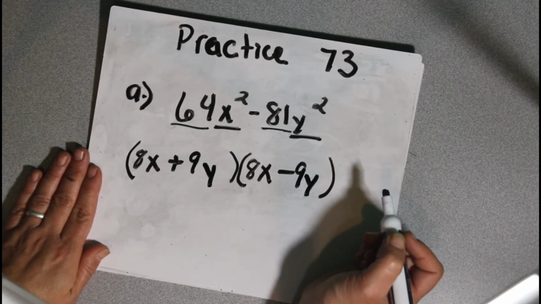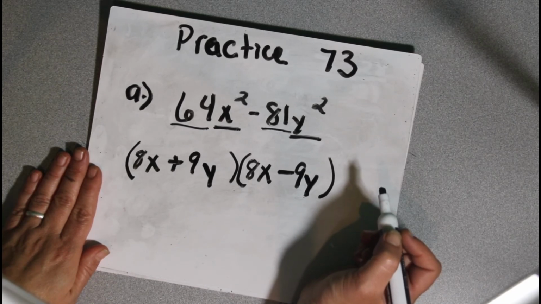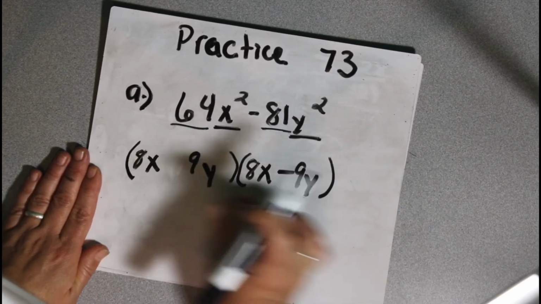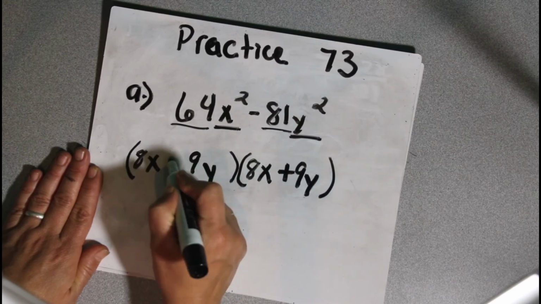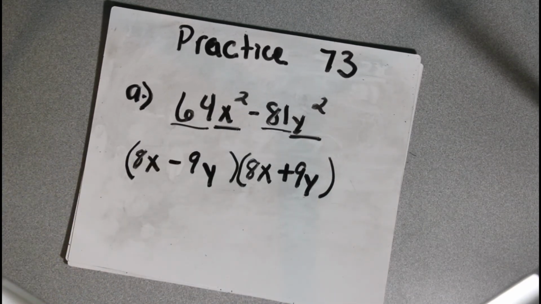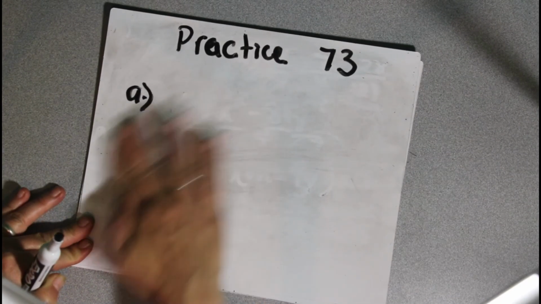So that should be practice problem 73. 8x plus 9y times 8x minus 9y. Or you could have it the other way around. You could do plus and minus like that. Okay, I'm going to do B.